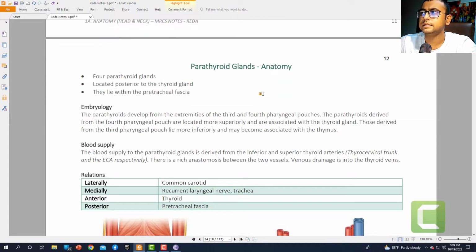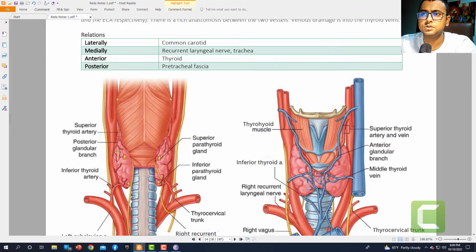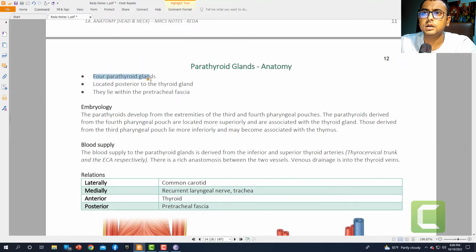Now the parathyroid gland. Important gland: 2 pairs, 4 in total, located posterior to the thyroid gland and lying within the pretracheal fascia. It is very important: where is the parathyroid gland located? It lies in the pretracheal fascia.